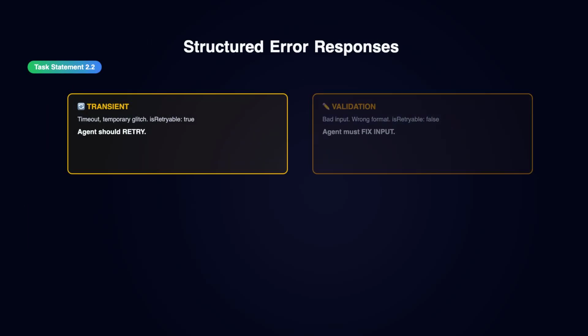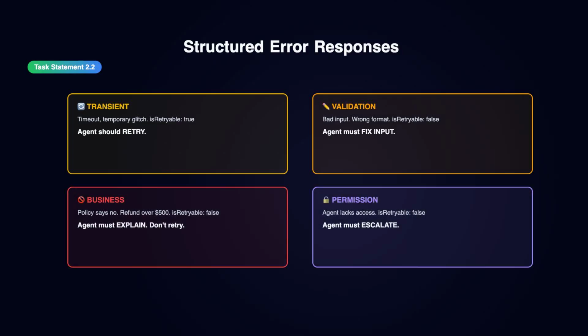Task Statement 2.2 is about giving Claude structured error signals. Without them, Claude can't tell a temporary timeout from a permanent policy block, and it wastes time retrying something that will never succeed. There are 4 error categories. Transient, a timeout or glitch, is retryable is true, Claude should retry. Validation, bad input, is retryable is false. Claude must fix the input first.